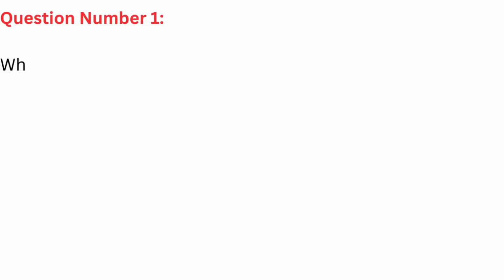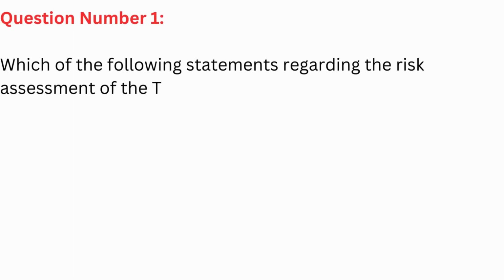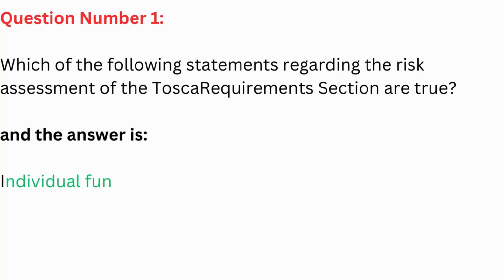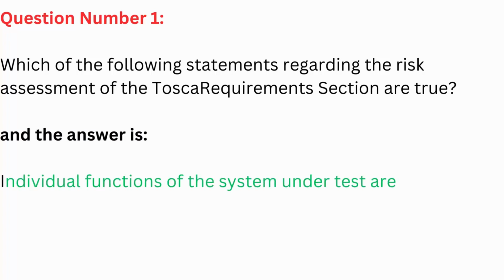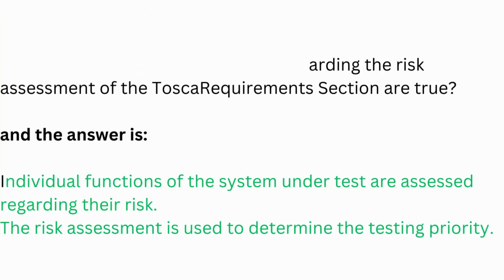Question number 1. Which of the following statements regarding the risk assessment of the Tosca requirements section are true? And the answer is: individual functions of the system under test are assessed regarding their risk. The risk assessment is used to determine the testing priority.